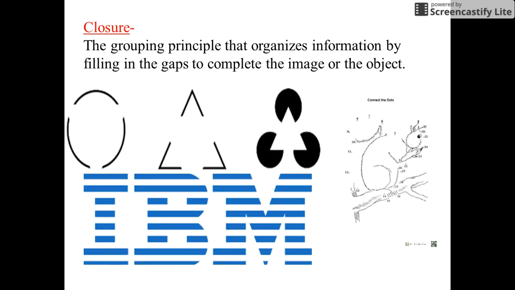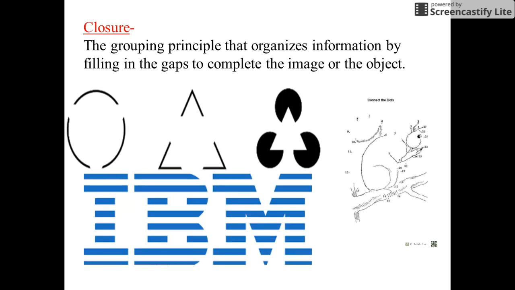Closure, probably my favorite. Closure is the grouping principle that organizes information by filling in the gaps to complete an image. Okay, we're closing off the lines again for the circle, the triangle, and the triangle again, or maybe the circles. We're also closing off the image for IBM. We're creating letters. And lastly, you're closing off the image of the squirrel. So again, make sure that you've drawn a bunch of those principles, the grouping strategies in your notes, the Necker Cube, and Figure Ground.